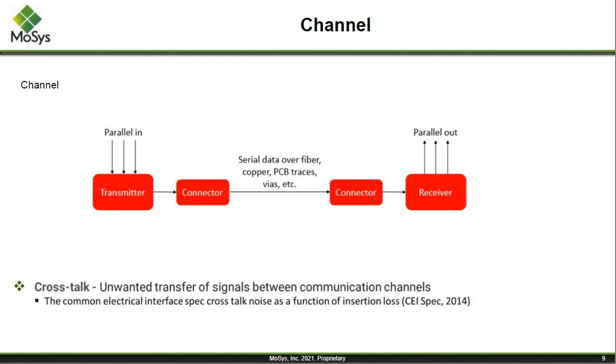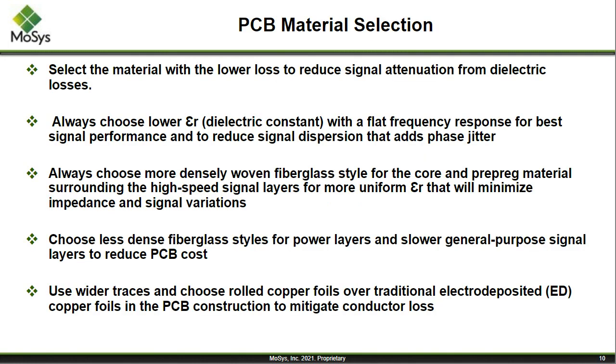Crosstalk is another one of those things that is of concern with very high-speed signaling, and that is the unwanted transfer of signal between channels. Okay, so the way that we'll talk about handling crosstalk again is how you lay out your PCB and the considerations there. All right, so the first thing that we'll talk about in consideration is the actual PCB material itself. That is one of the initial things that you'll talk about when laying out a PCB.